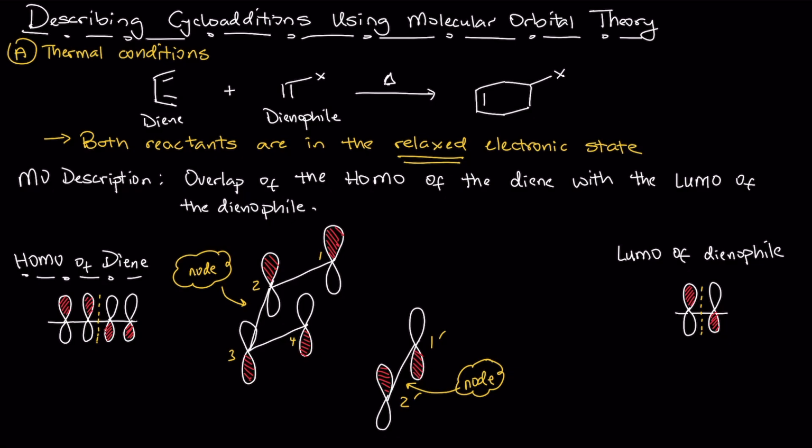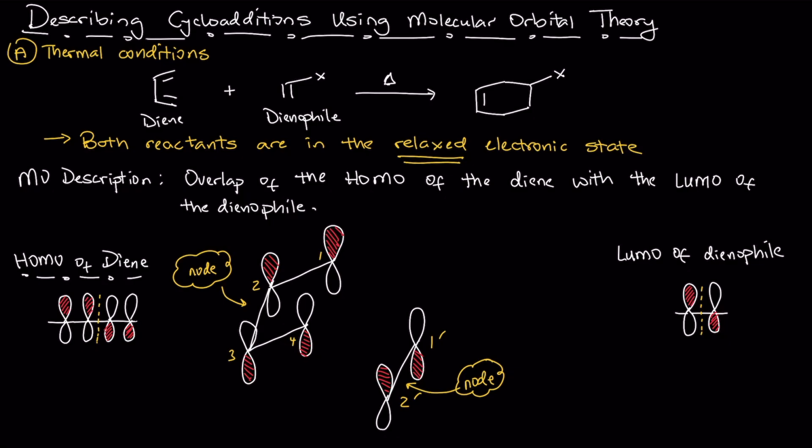Note that as long as you keep that node in between those atoms in the diene and dienophile, the shading is really up to you. You could have switched it so that the red shading on 1 and 2 of your diene is below, and then 3 and 4 are above. Or you could have switched the dienophile so that on 1' the red shading was above, and on 2' the red shading was below. It doesn't matter as long as you keep the nodes correct in your diene and your dienophile.